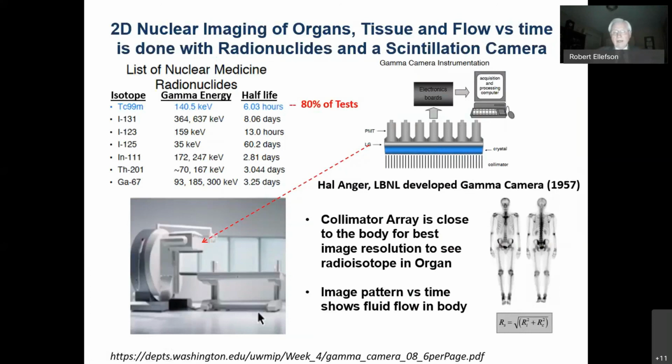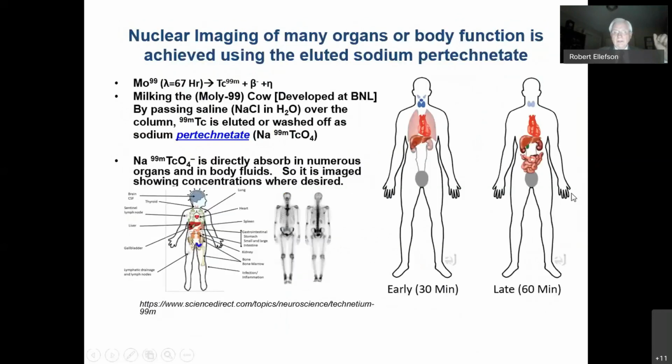So it's the gamma rays that come directly up from a particular place. And by looking at where those gammas come from, you can get a direct image of the organ that is before this. This gamma camera was developed at Lawrence Berkeley National Laboratory in Berkeley, California. Hal Anger developed this camera in 1957. So nuclear imaging of many organs or body functions is achieved by using eluted sodium pertechnetate.